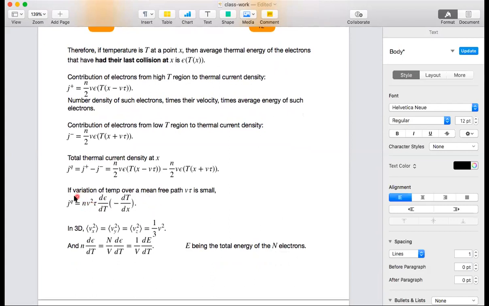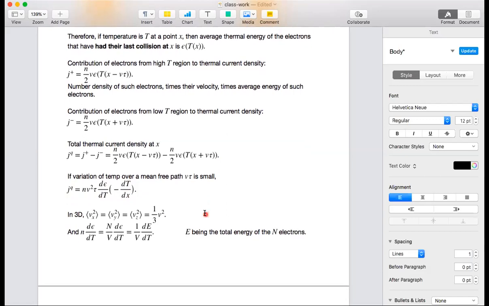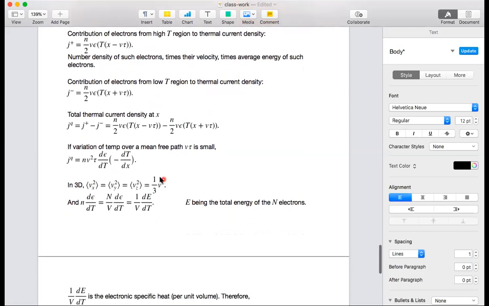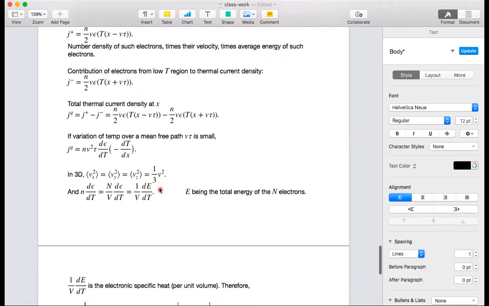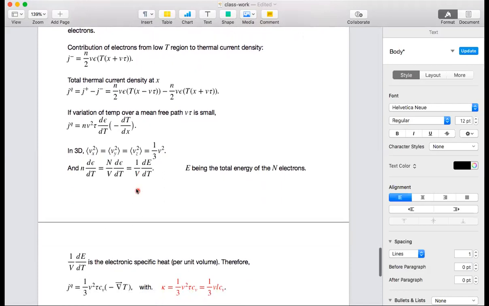So when you do that, eventually what we'll get is J_Q equals n v squared tau d epsilon/dT times minus dT/dx. This is for the simple one-dimensional example that we do. So how do we write things for a general three-dimensional solid? Well, we realize that the average of all these things is one third of v squared. If v squared is the average thermal velocity, then each one of these is one third of that. So that is one point.